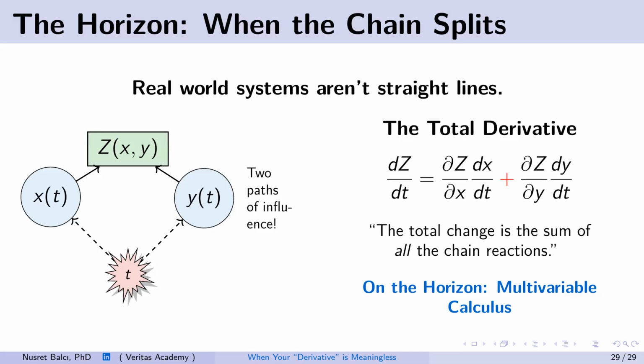We end with the horizon. What happens when a quantity, say z, depends on not one but two independent variables, say x and y? We can trace multiple paths of influence. T affects both x and y. The total derivative is simply the sum of all these chain reactions. This is the gateway to multivariable calculus.